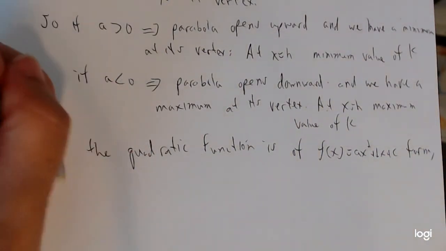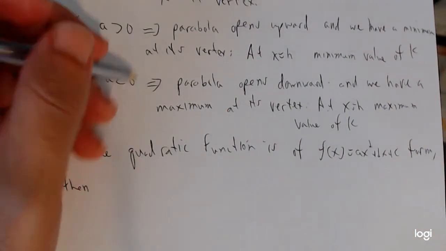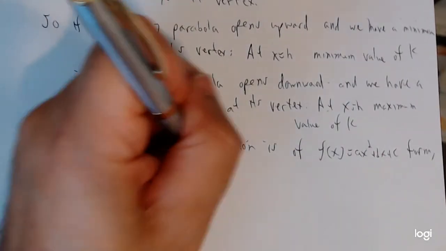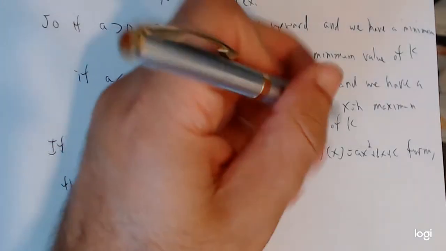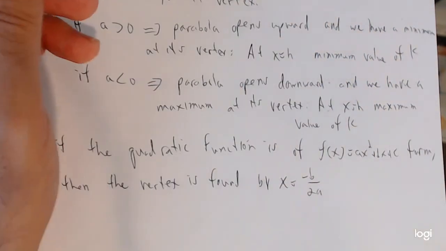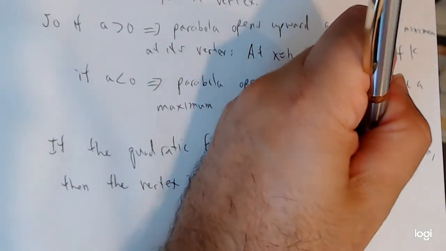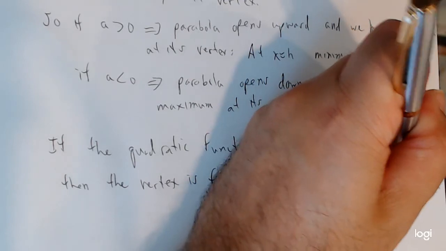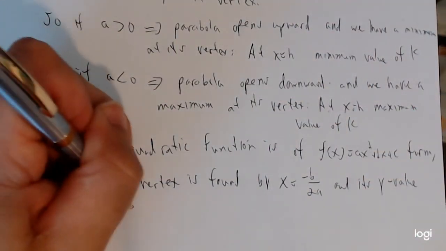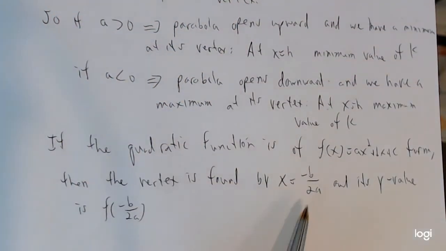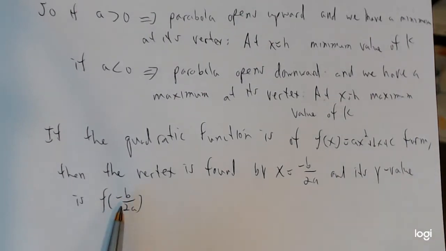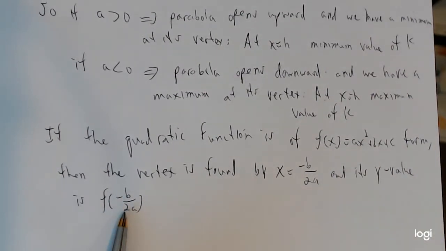So we can then say the vertex is found by x equals negative b over 2a, and its y value is f of negative b over 2a. Notice how this is the x value, and then to find the y value of the vertex, you just need to plug it into the function. Plug that in for x, and the output will be your y value.